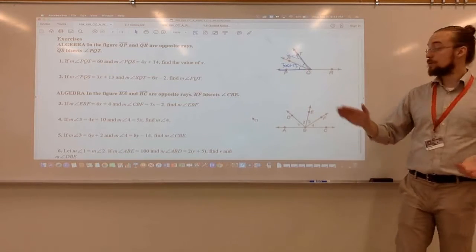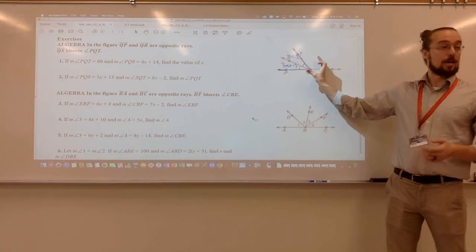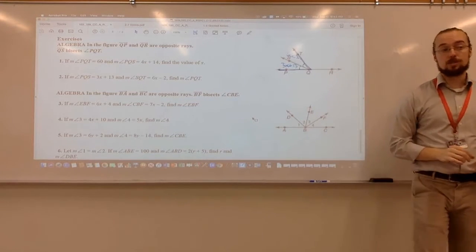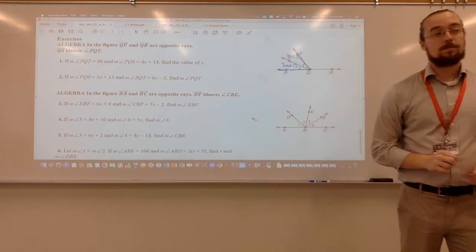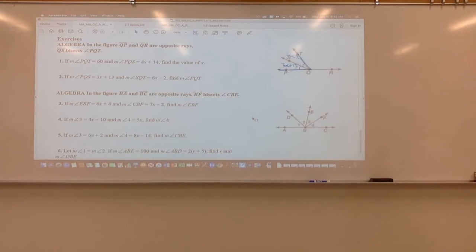So what we know, right, is that ray QS cuts this larger angle exactly in half, meaning these two angles are the same. They're equal to each other. So how could I set up an equation here? Yeah, minus 2. Yeah.